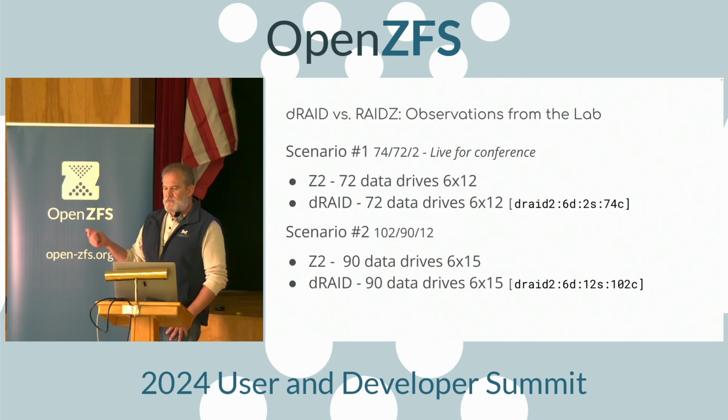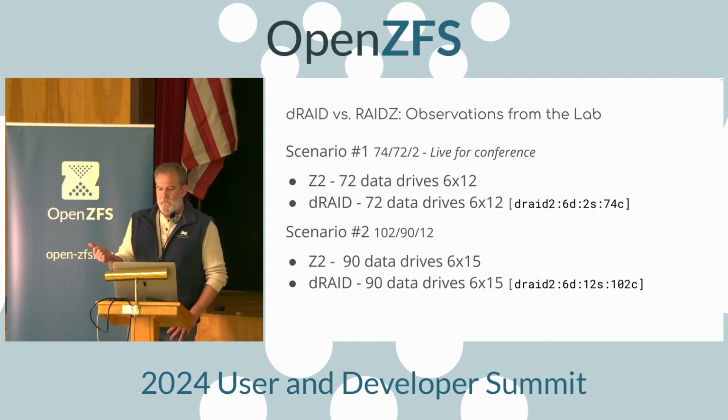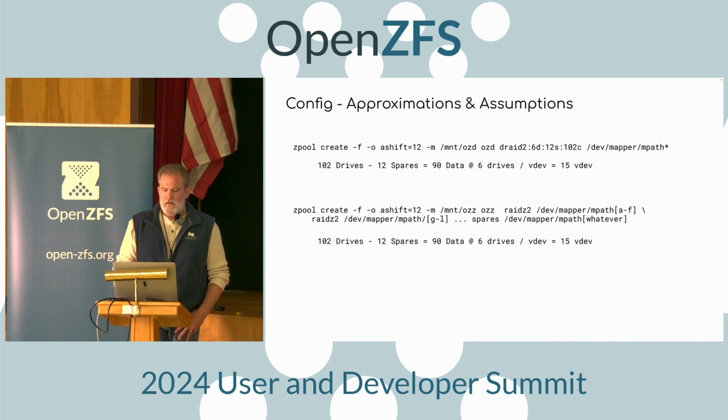So first scenario, which is the one we'll actually replicate in the conference, is 72 data drives in a 6x12 setup. And similarly, the dRAID, which I think is set up exactly the same way based upon the configuration set. And then scenario 2 is one of our production level ones that are running this as well.